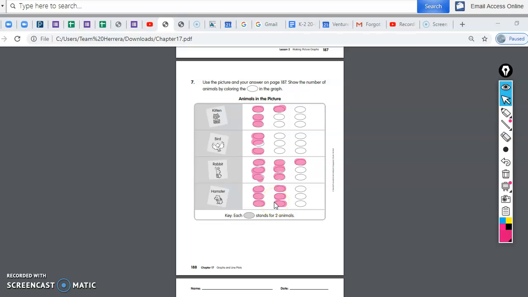Okay. Different strategies we could have used: skip counting by 2s. We could have done repeated addition. We could have done division. Lots of different ways. You do what works best for you.